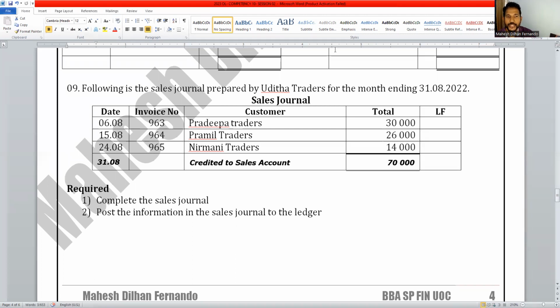Post the information to the sales journal. On this date, you have to write the name of Pradeepa Traders and debit 30,000 on this date. Debit now, next account is Pramil account, amount 26,000, date 15th. Nirmani Traders, date is 24th, amount is 40,000. And on the last, finally, 31st of August, sales account 70,000. Do it now.